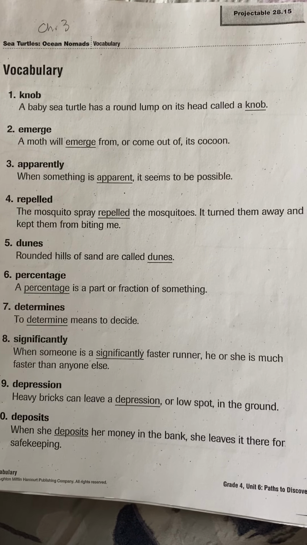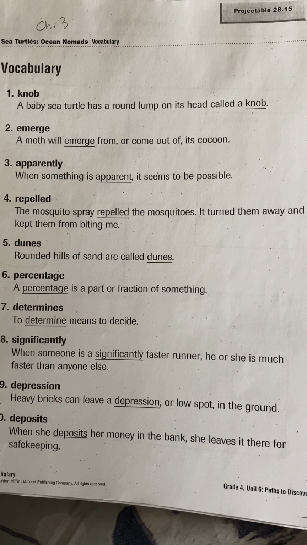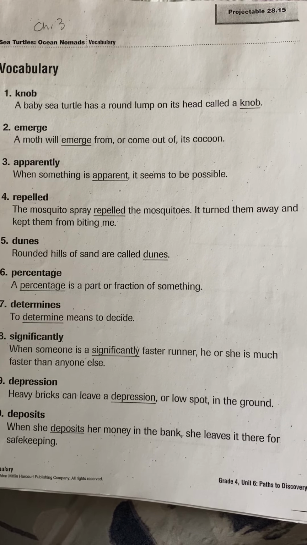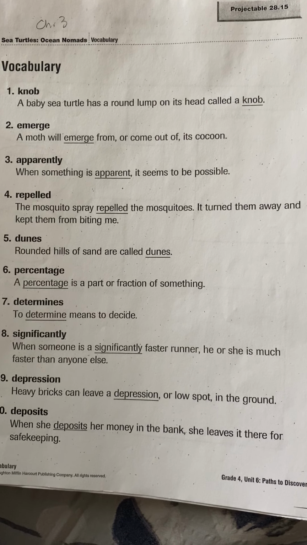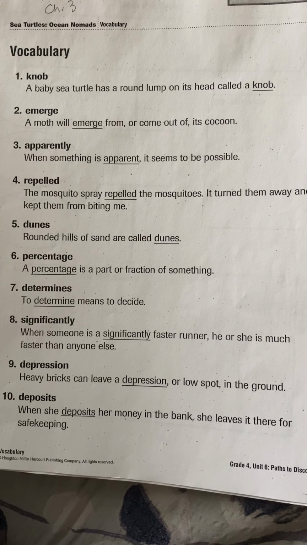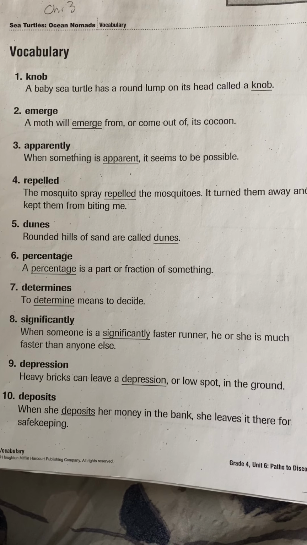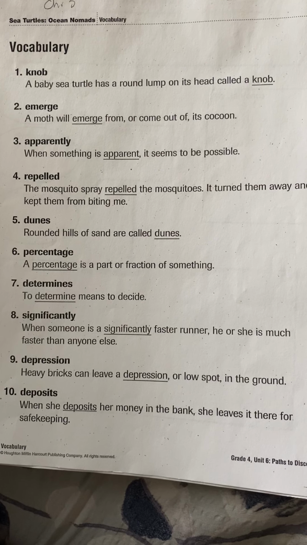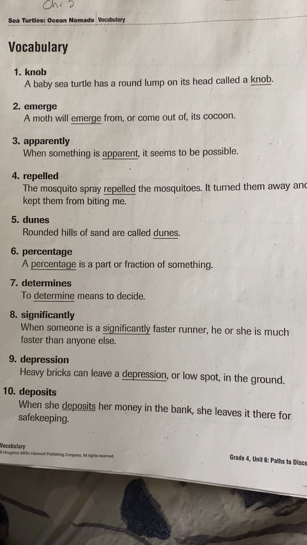Number 4, repelled. The mosquito spray repelled the mosquitoes. It turned them away and kept them from biting me. Number 5, dunes. Rounded hills of sand are called dunes. Number 6, percentage. A percentage is a part or fraction of something.